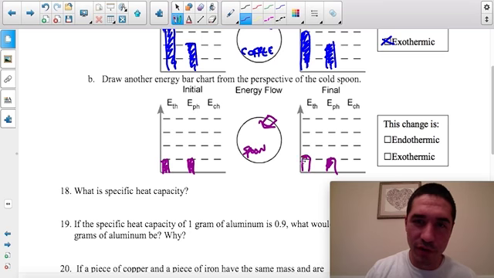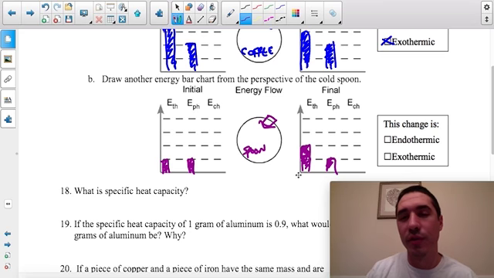And that bar of energy is going to go onto the thermal account. So now it's going to have 2 bars of thermal energy at the end. So it's an endothermic process. The spoon is absorbing energy.